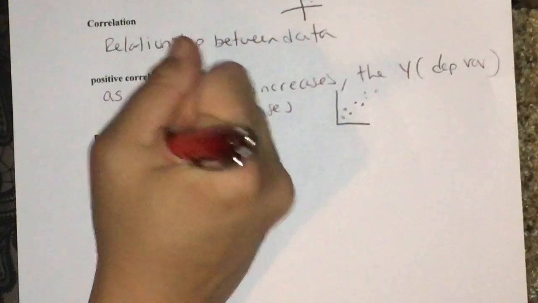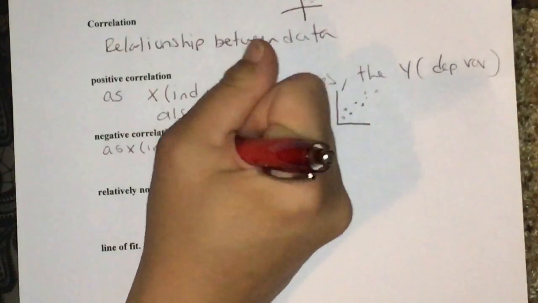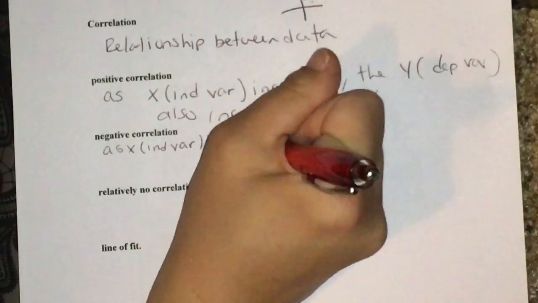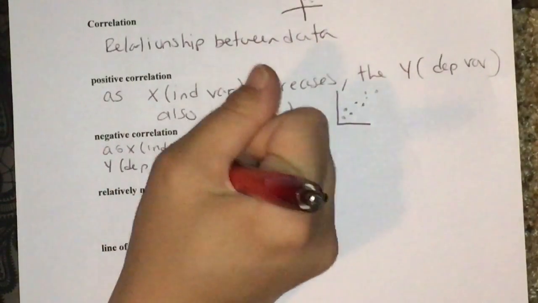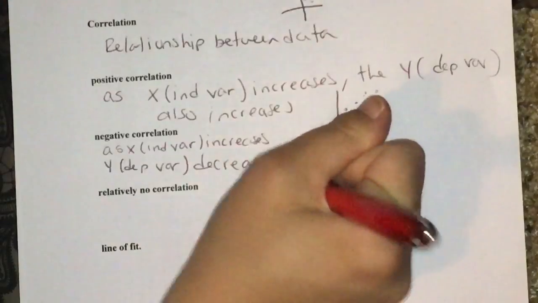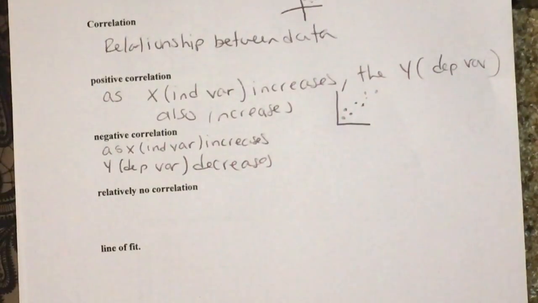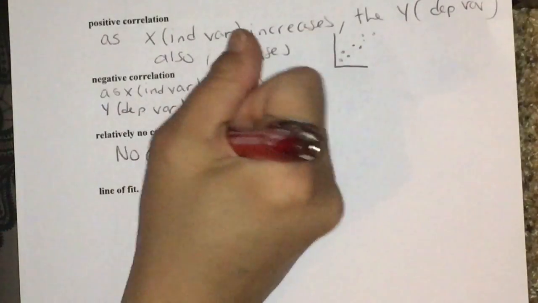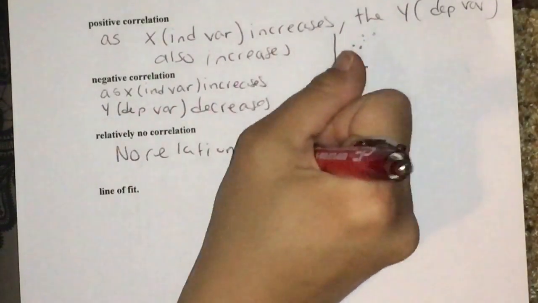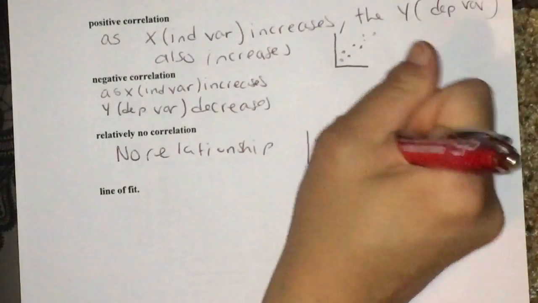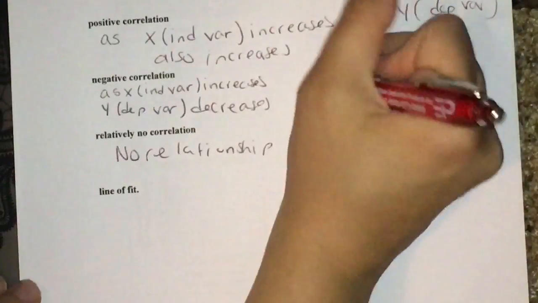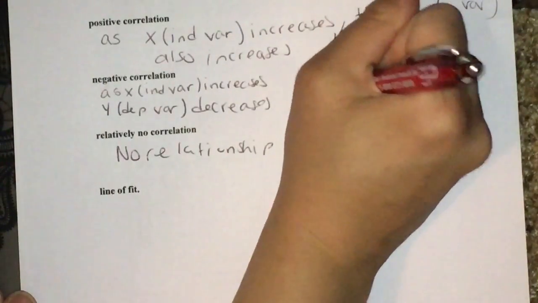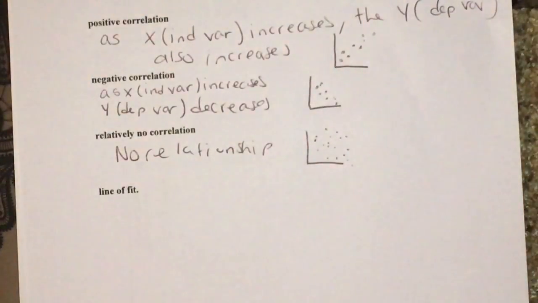Negative correlation, as x, or the independent variable, increases, y, or the dependent variable, decreases. No correlation means that there's really no relationship. Okay, no correlation would probably look something like this, a bunch of scattered data. And negative correlation would be going down as a negative slope almost.